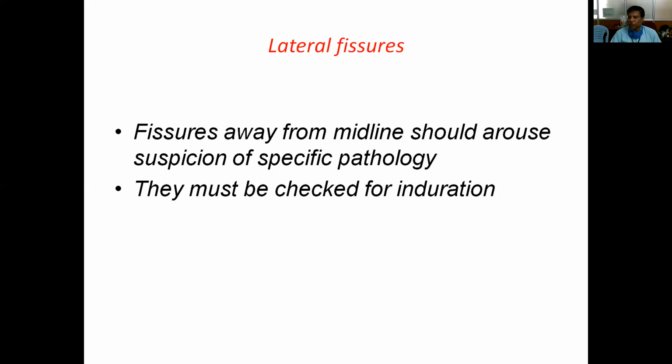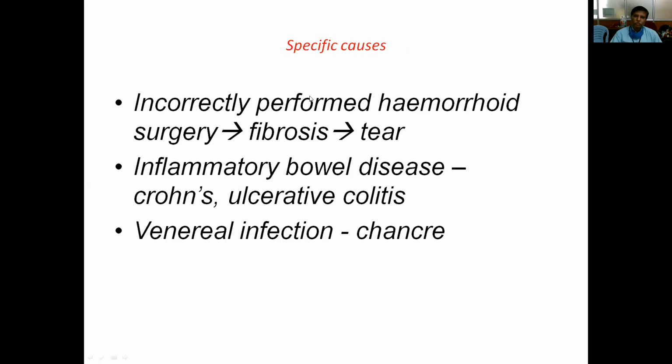They can be STD, they can be chancre ulcer, they can be a growth, they can be tuberculous ulcer, Crohn's disease. All these secondary causes of fissure will present with a crack or ulcer on the lateral wall of the anal canal. So you must be cautious in dealing with the lateral fissures. So the specific causes where you can see lateral ulcers are like this.